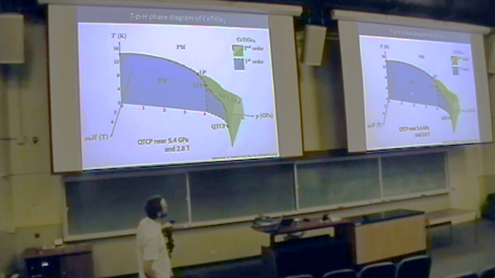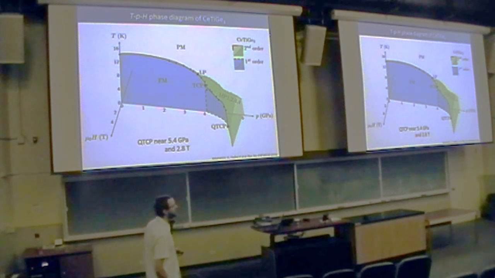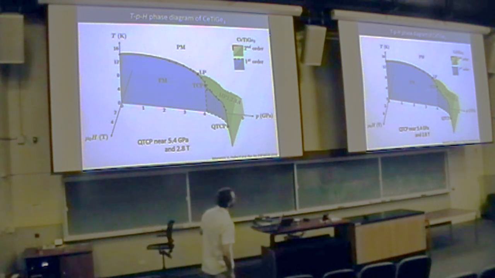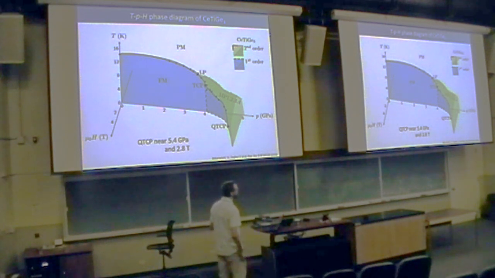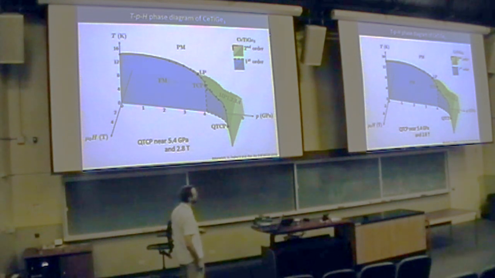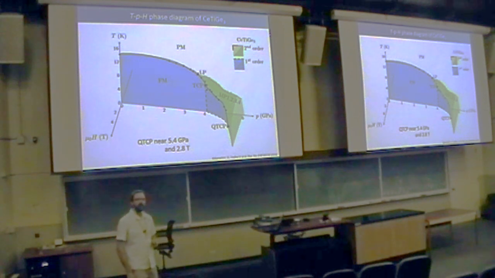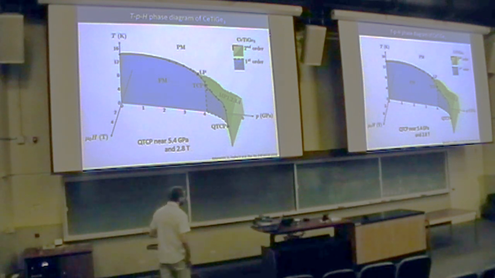It is ferromagnetic at ambient pressure. And when you apply pressure, you have this region in green of new magnetic phase, and you see the wing terminates within this region at a point, at the quantum high critical point that we estimate from experiments to be around 5.4 gigapascal and 2.8 Tesla.